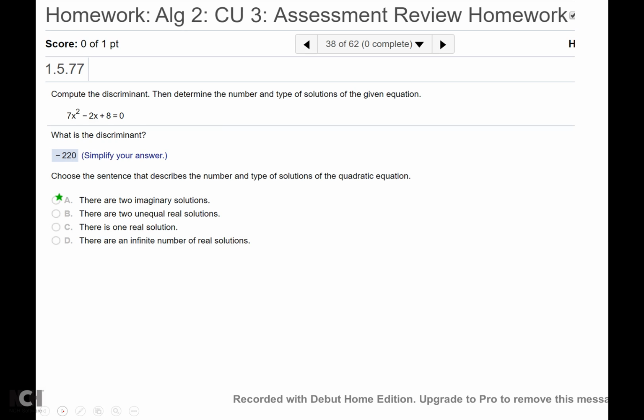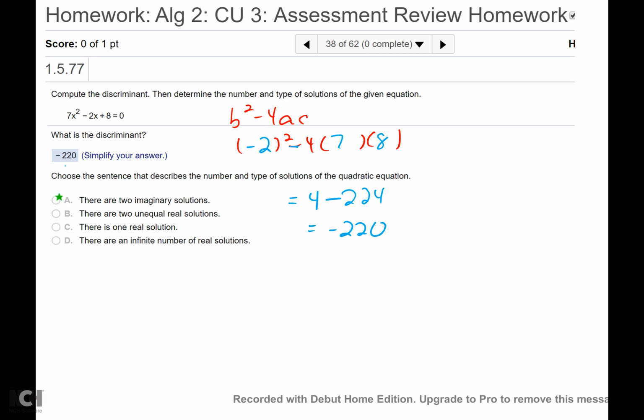Compute the discriminant, then determine the number and type of solutions of the given example. B squared minus 4AC. My B is -2. My A is 7, and my C is 8. So I'm going to have 4 minus, there's only one negative, so that's going to be minus 4 times 7 times 8 is 224, which gives me -220. That's my discriminant. And because it's negative, it means there's going to be 2 imaginary solutions.